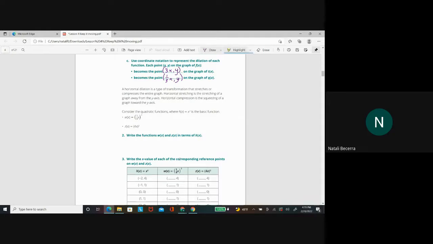All right, this is really important to highlight. A horizontal stretch is the stretching of a graph away from the y-axis. Horizontal compression is the squeezing of a graph toward the y-axis.